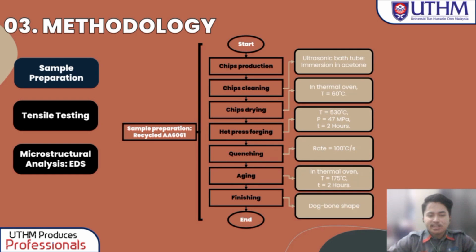For the second sample, which is recycled AA6061, it requires 7 steps of preparation. First, the chip is produced, and then the chip is cleaned with an ultrasonic bath, which is immersion in acetone solution, and then the cleaned chips are dried in a thermal oven at 60 degrees Celsius. After drying, the chips undergo hot press forging. The temperature is 530 degrees Celsius, the pressure is 47 MPa, and the duration is 2 hours. After hot press forging, the chips undergo quenching at a rate of 100 degrees Celsius per second, and then aging in a thermal oven at a temperature of 175 degrees Celsius for 2 hours, and the last step is finishing. This sample is also finished into a dog bone shape.